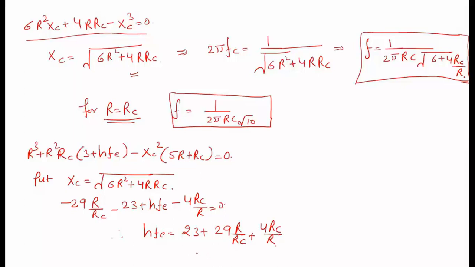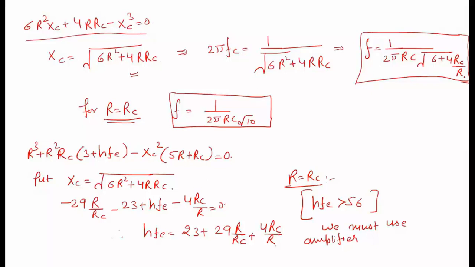And if we put R is equal to RC, we can find HFE should be greater than or equal to 56. So we can say that we must use an amplifier with gain greater than 56.